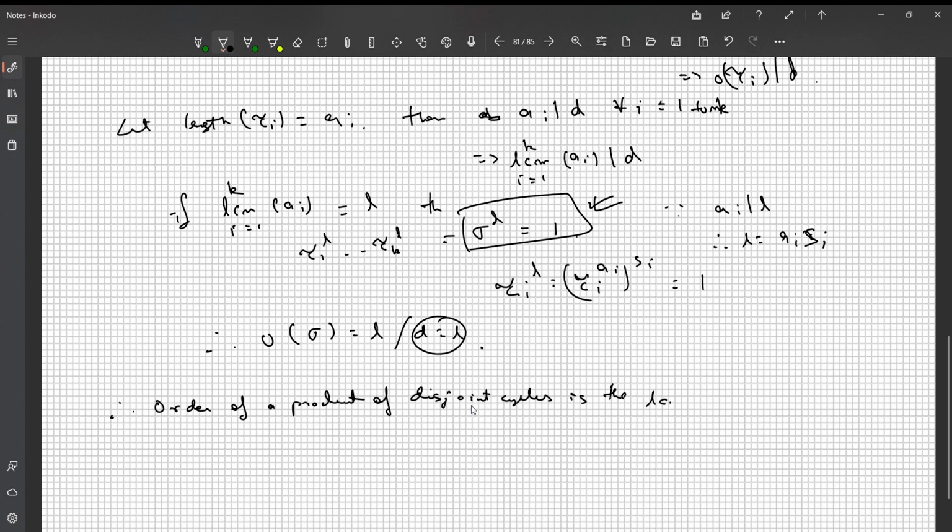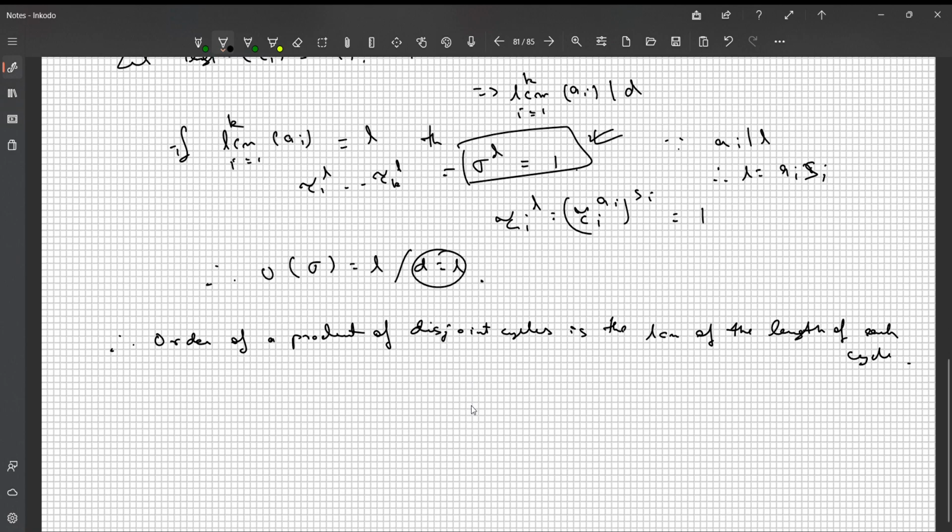Therefore, the order of a product of disjoint cycles is the LCM of the lengths of each cycle. Clear? So if you have a product of disjoint cycles, then you can obviously find the order of that permutation. Clear?